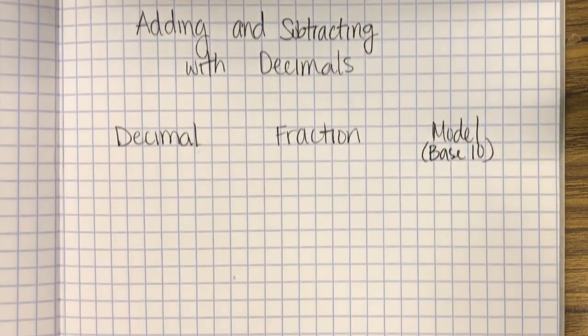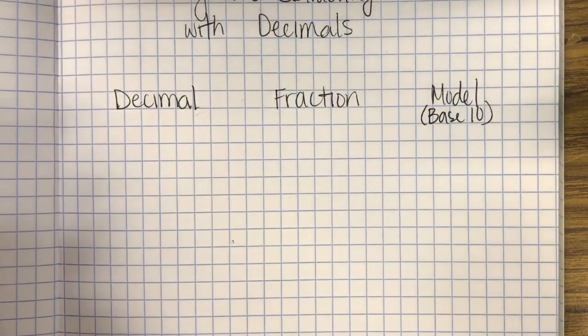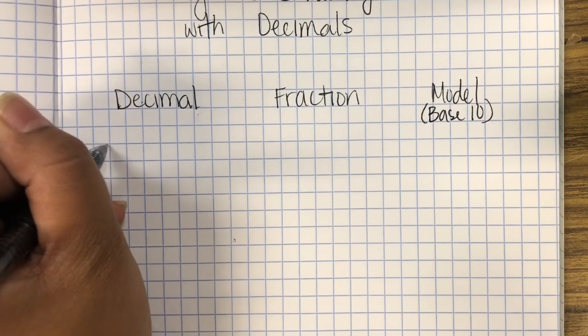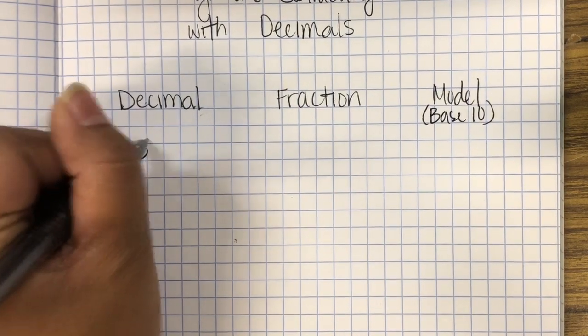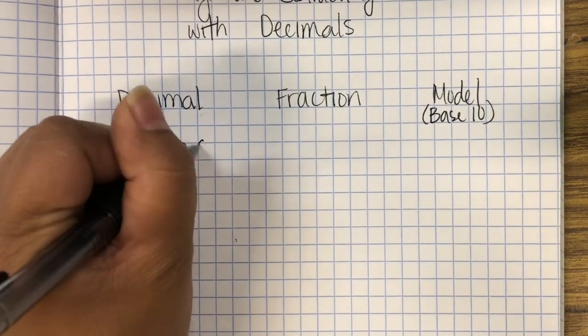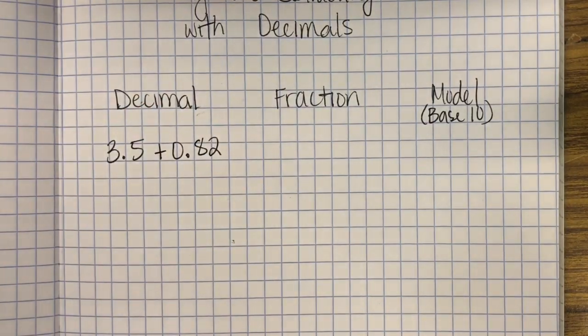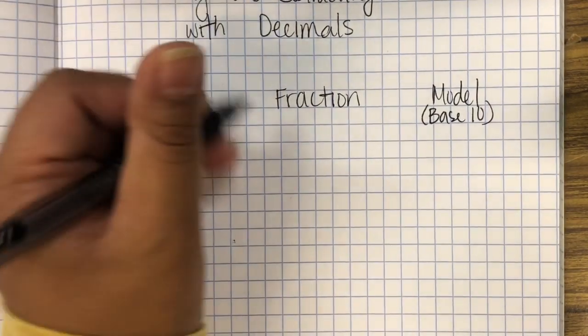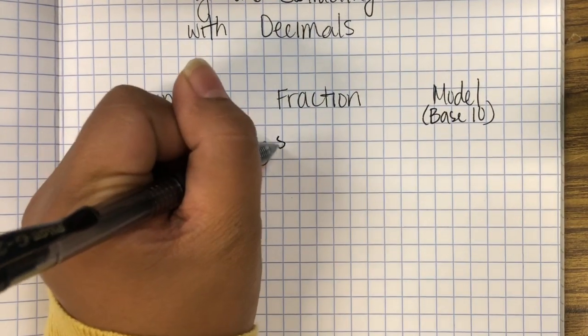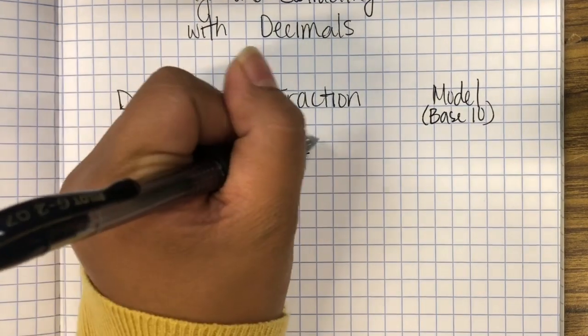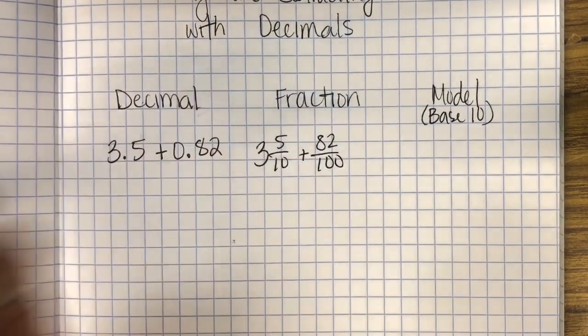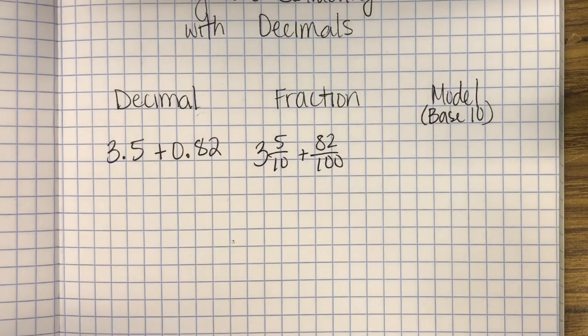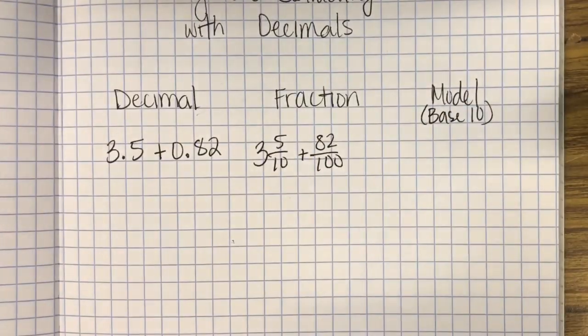Okay, so for our first problem, we're going to do one addition and one subtraction. This one is 3 and 5/10 plus 82 hundredths. How I say it is also how I write the fraction. So first off, let's do the fraction. We rewrite the problem as a fraction also. We have 3 and 5/10 plus 82 hundredths. In the model, we start off with the first number, but we'll get to that afterwards, okay?